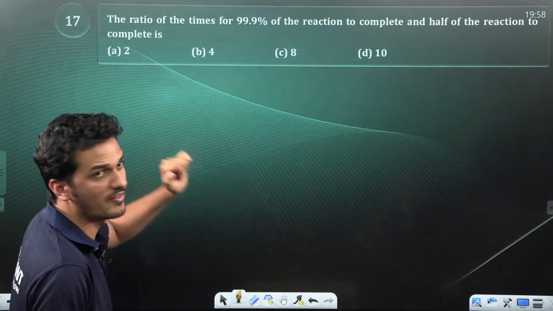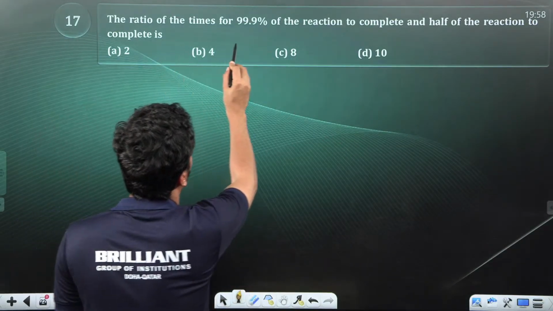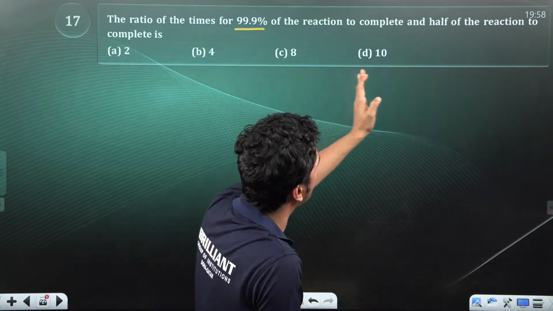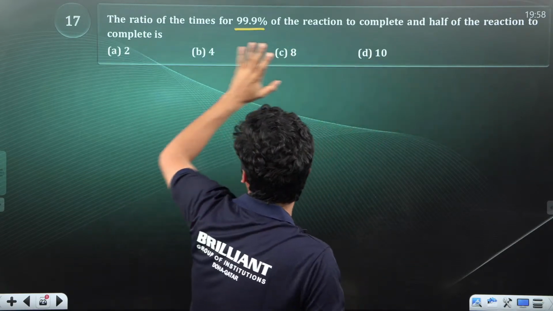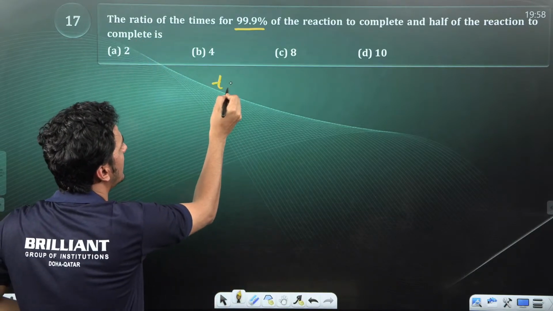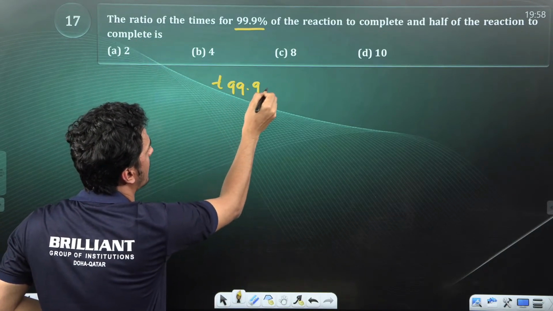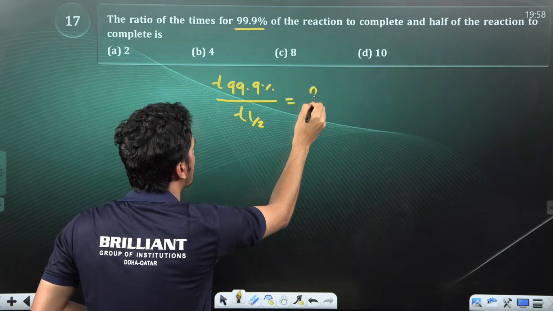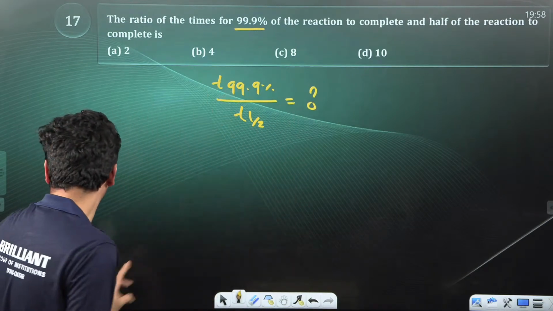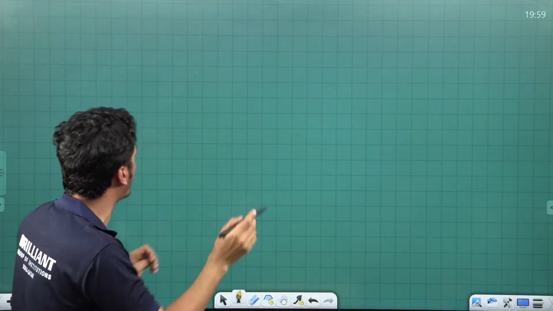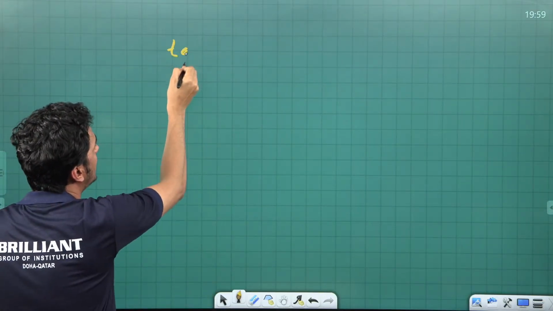This is the 17th question. What's the question? The ratio of the time for 99.9% of the reaction to complete and the half-life of the reaction is. So they are asking the ratio between T99.9% and T half. How much is this ratio? That's the question. Before doing this, I will explain one simple idea that you have to remember. That's a very important thing. I will teach you one shortcut.